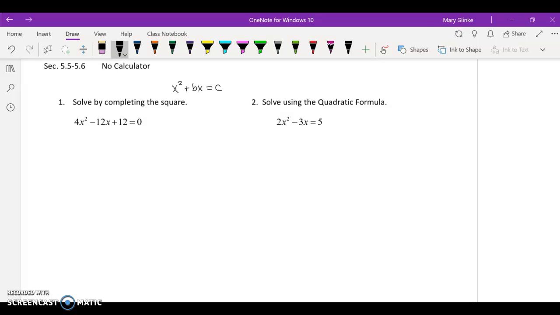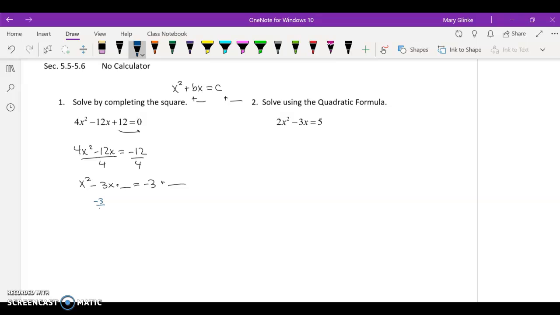So what we're going to do is move the 12 over, and we're also going to end up dividing by 4. So we get x squared minus 3x equals negative 3. Once it's in this form, we're going to write plus blank on each side, and we're going to use completing the square to figure out what goes in that blank.